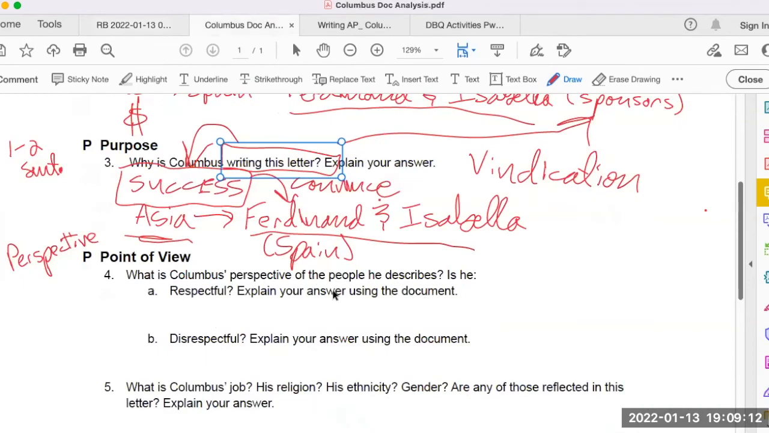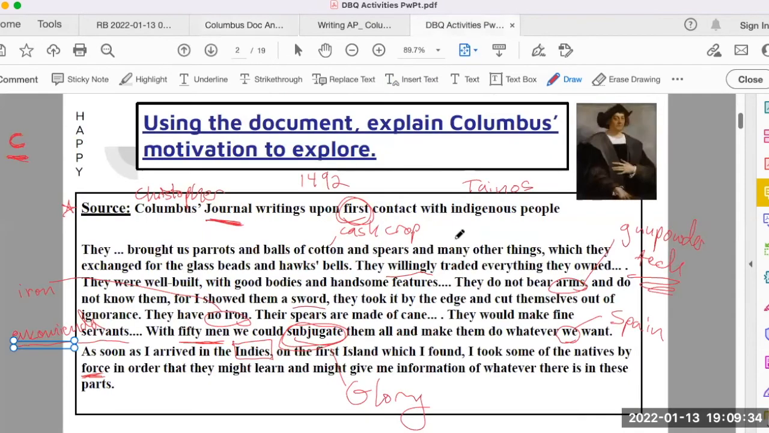So go ahead and take a moment to answer these two questions under number 4. What is Columbus's perspective of the people that he describes? Is he respectful, and what evidence do you have for that? Or is he disrespectful, and what evidence do you have for that? So go ahead and pause the video and reread the document and think what in the document indicates that he's respectful and what in the document indicates that he is disrespectful towards the natives.